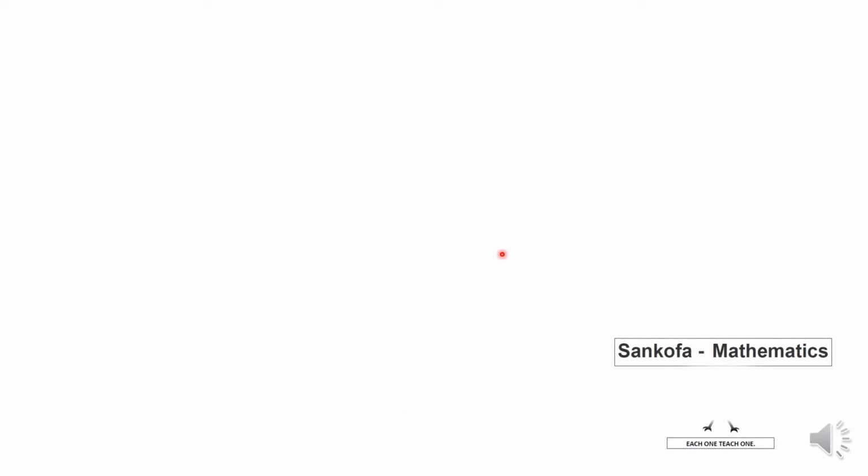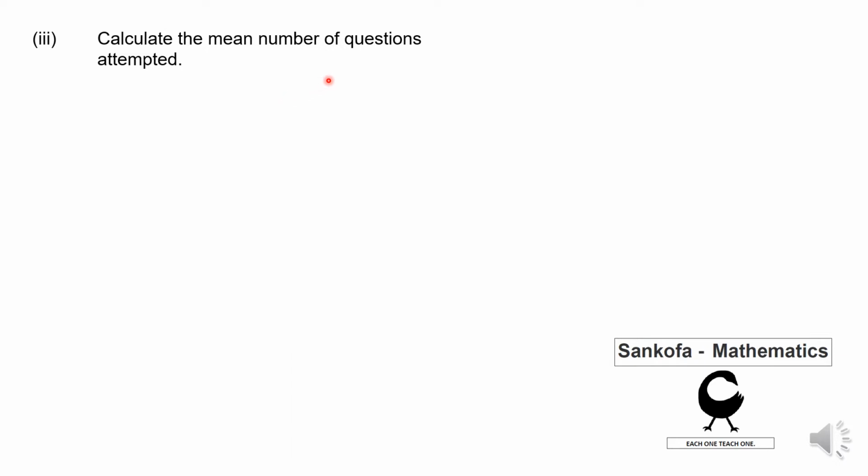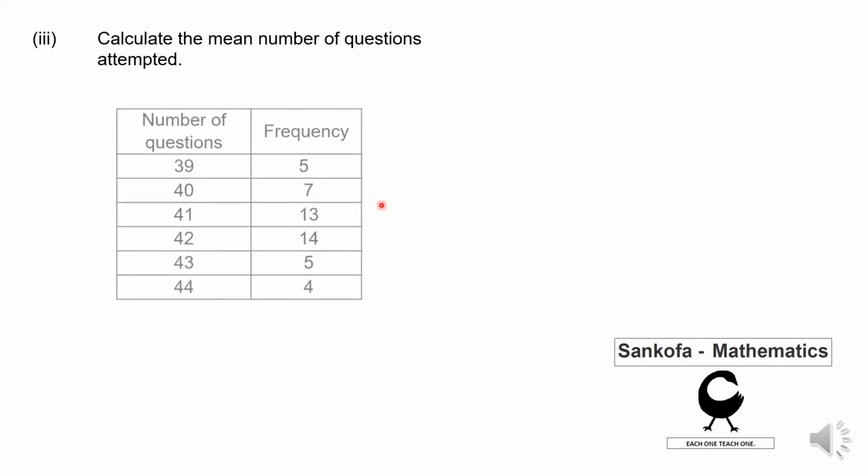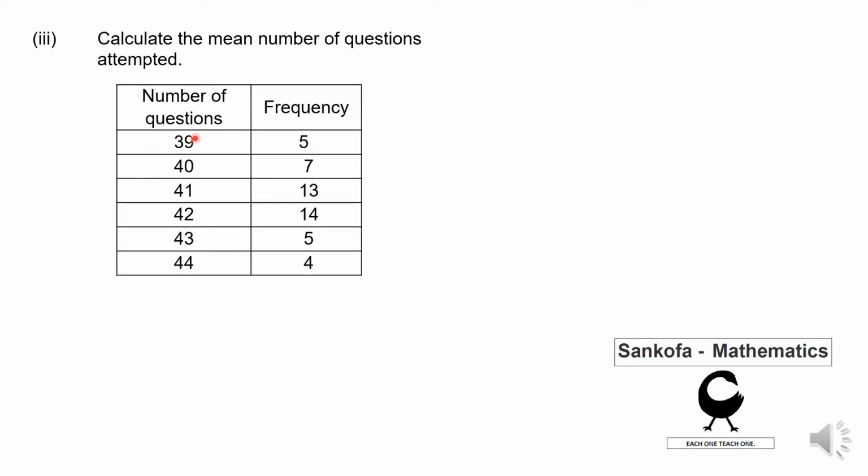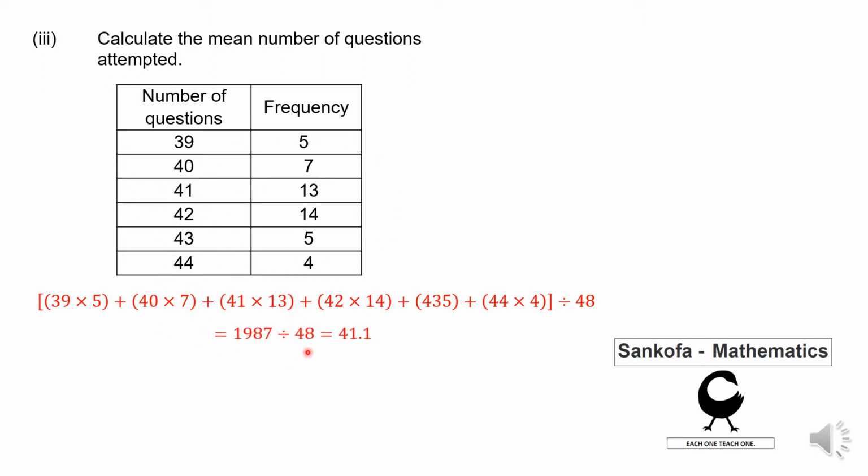Right, so the next question is supposed to calculate the mean number of questions. Now the mean, you just simply multiply the 39 times 5, the number of questions, then you multiply by the frequency. 40 times 7 multiplied by the frequency, you should get 1987. You divide it by 48, you get about 41.1.